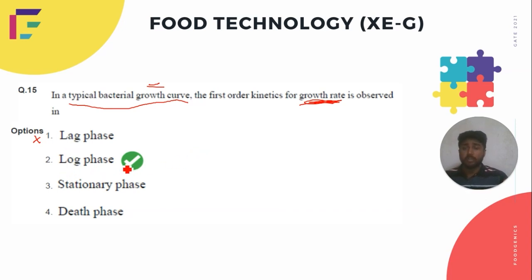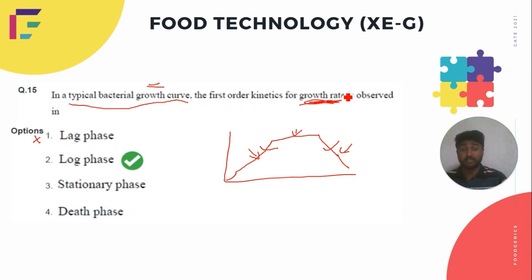Yes, the first order kinetics is applicable to your log phase. This is how the microbial growth curve looks. This is your log phase, this is your stationary phase, and this is your death phase. This log phase and this death phase follow first order kinetics, but in the question they have mentioned growth rate. Growth is mainly happening in your log phase, so that's why the correct answer is your log phase and not your death phase.